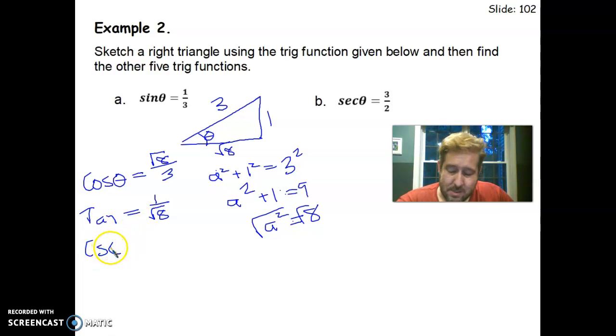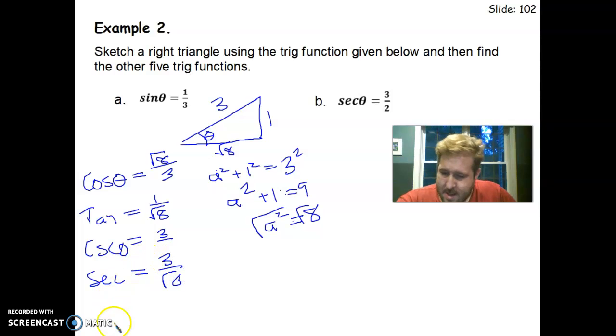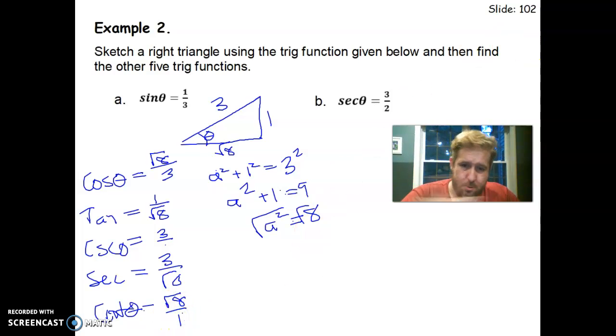Cosecant is the reciprocal of sine, so that will just be 3 over 1. Secant is the reciprocal of cosine, so that will be 3 over square root of 8. And then we have cotangent, which is the reciprocal of tangent, and that would be square root of 8 over 1, or just square root of 8, to be honest. All right, and you would do the exact same thing for this one. Just keep in mind secant is the reciprocal of cosine, so instead of adjacent over hypotenuse, that's hypotenuse over adjacent.